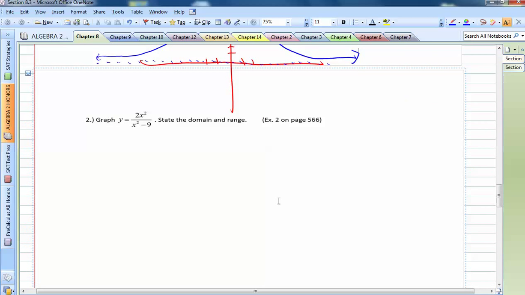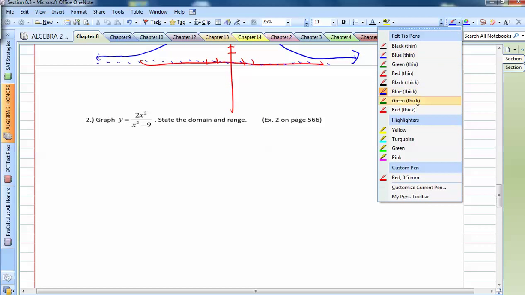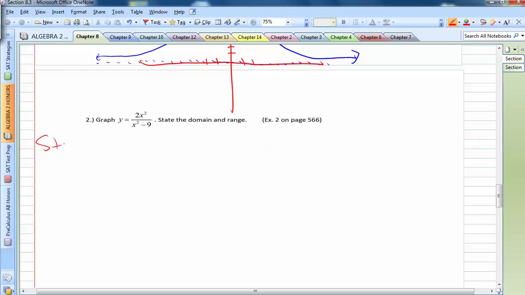Alright, let's try one more and the video's over. So in this case, y equals 2x squared over x squared minus 9. So what we want to do here again, step 1, plug in 0 in for x. So I'm getting 0. So that's your y-intercept.